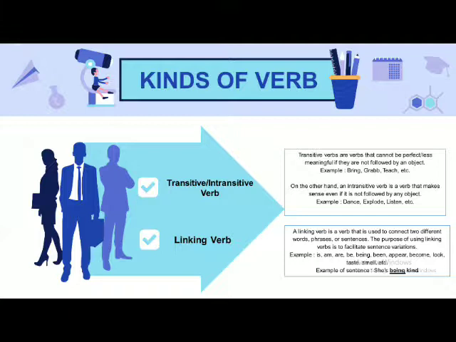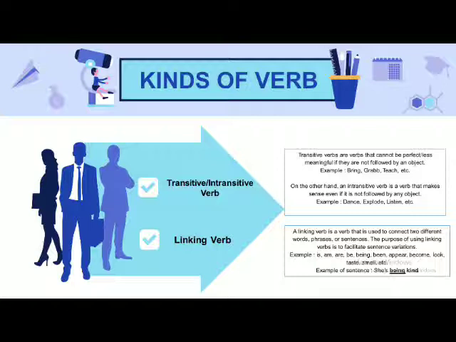The third is transitive or intransitive verb. Transitive verbs are verbs that cannot be perfect or less meaningful if they are not followed by an object. Example: bring, grab, teach, and others. On the other hand, an intransitive verb is a verb that makes sense even if it's not followed by any object. Example: dance, explode, listen, and others.